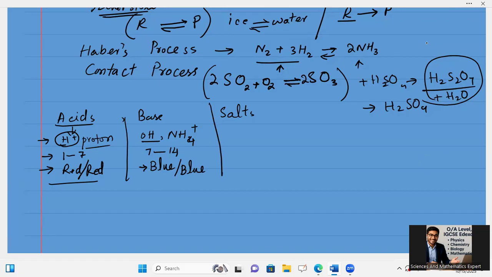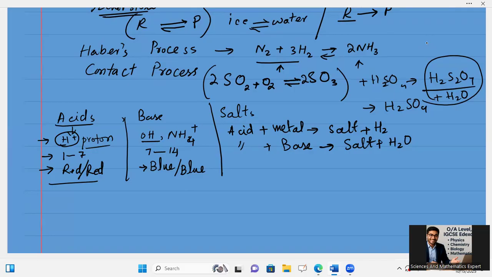Salts are produced when an acid reacts with a metal. They produce salt and hydrogen gas. If acid plus base react, you get salt plus water, and this process is also called neutralization. If acid reacts with a metal carbonate, you get salt plus carbon dioxide plus water.